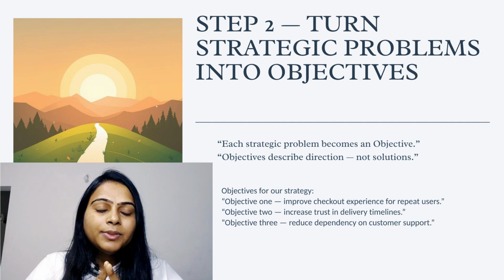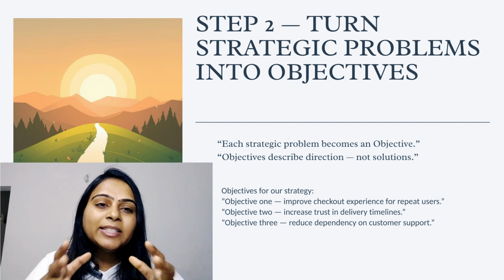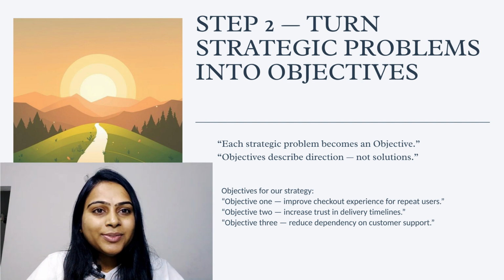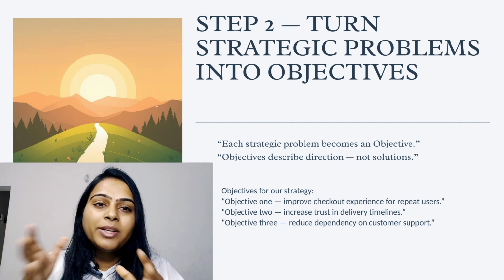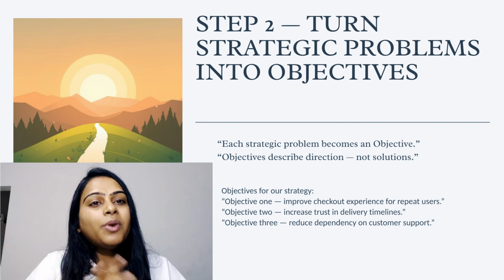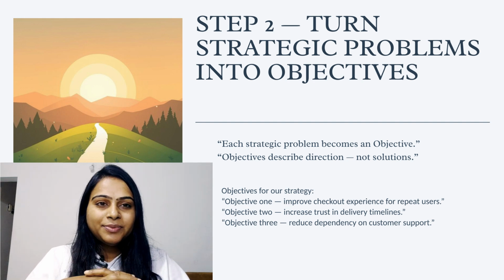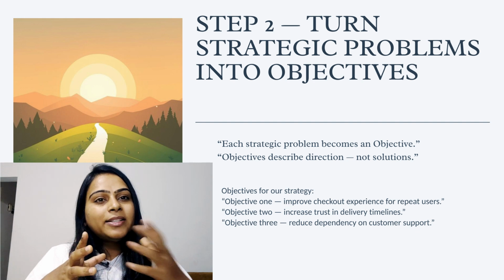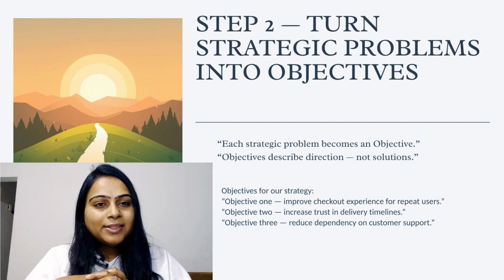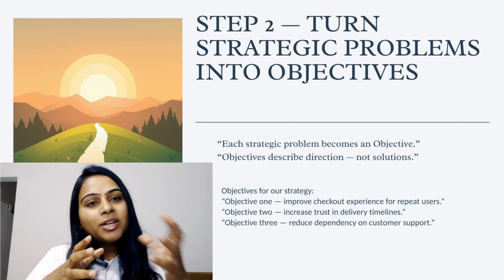Step 2. Turn the problem into an objective. Each strategic problem becomes an objective. An objective is a direction, not a solution. For example, objective 1 is improve checkout experience for repeat users. Objective 2 is increase trust in delivery timeline. Objective 3 is reduce dependency on customer support.